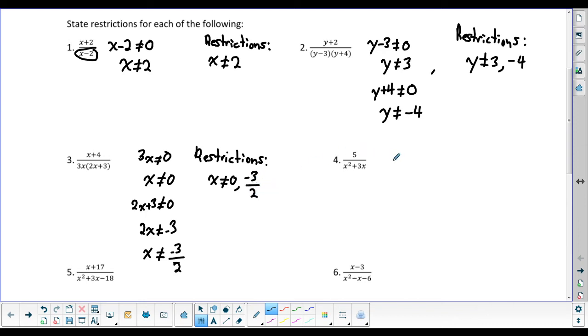All right, this next one looks a little different. For the denominator here, we can't just say, oh, x squared can't be 0, or oh, 3x can't be 0, because they aren't multiplying.